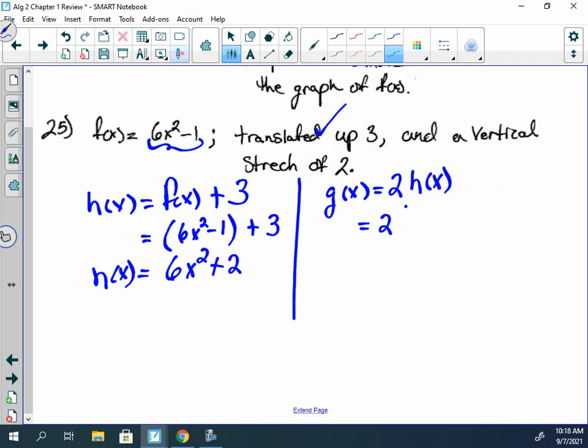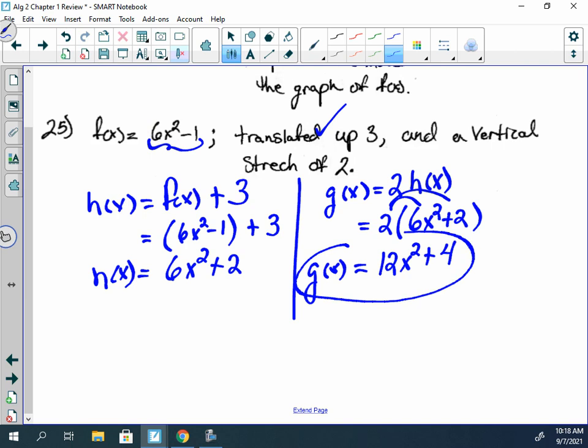Now what is h of x? And what are we going to do? We're going to multiply through by 2, well, 6x squared times 2 is, 2 times 2 is, that's it.